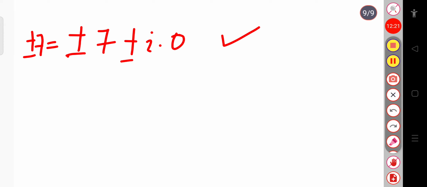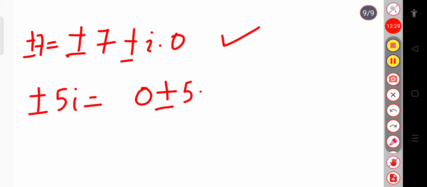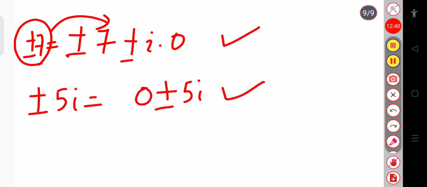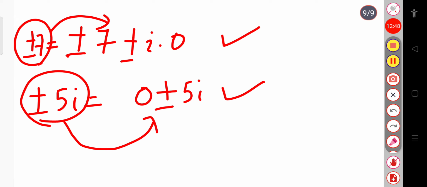Similarly, if this is plus or minus 5 pi, you can simply write it as 0 plus or minus 5 pi iota. This is also a complex number. So every pure real number can be written in the form of a complex number, and the same holds for a purely imaginary number. When the real part is absent, it is called a pure imaginary number, and it can be represented in the form of a complex number.